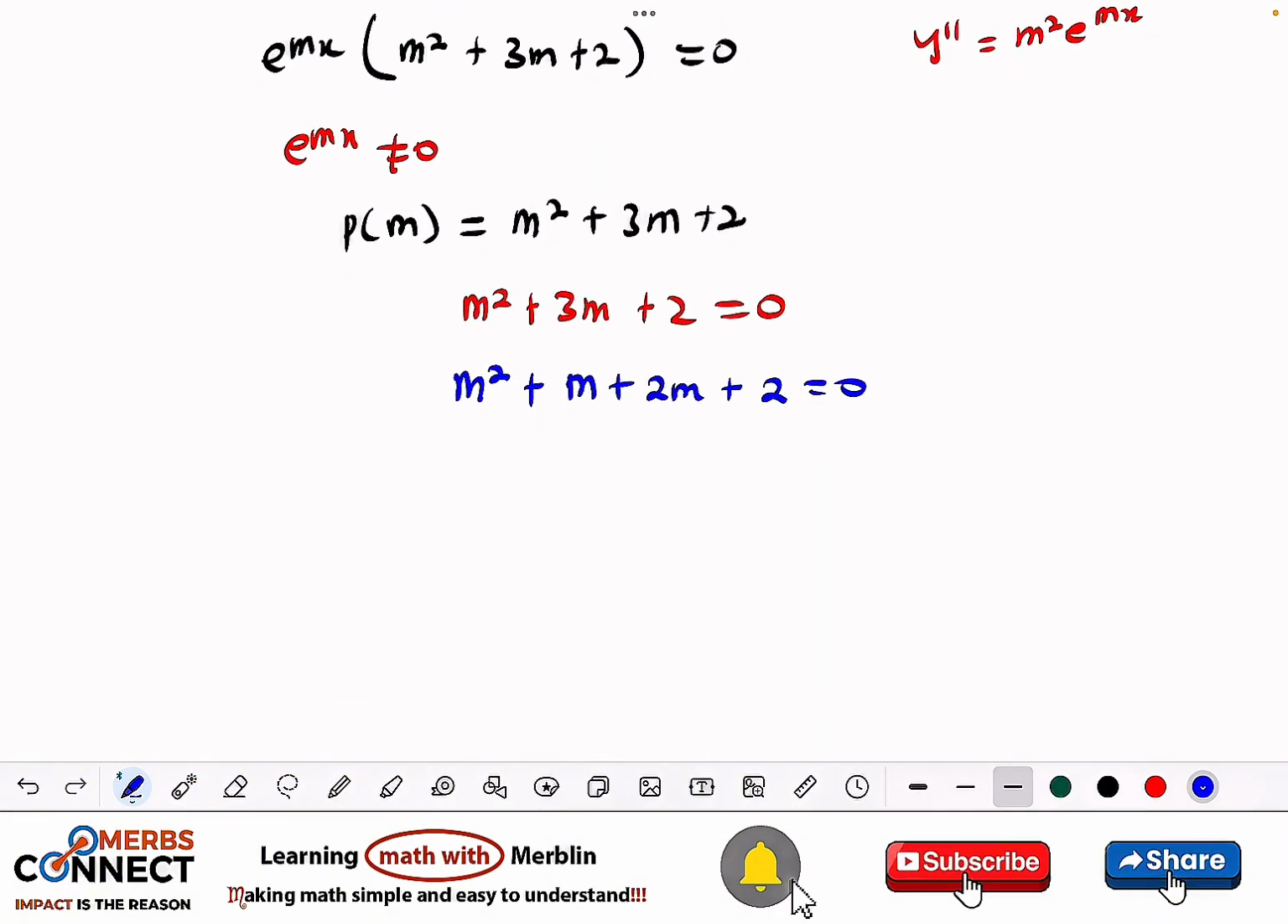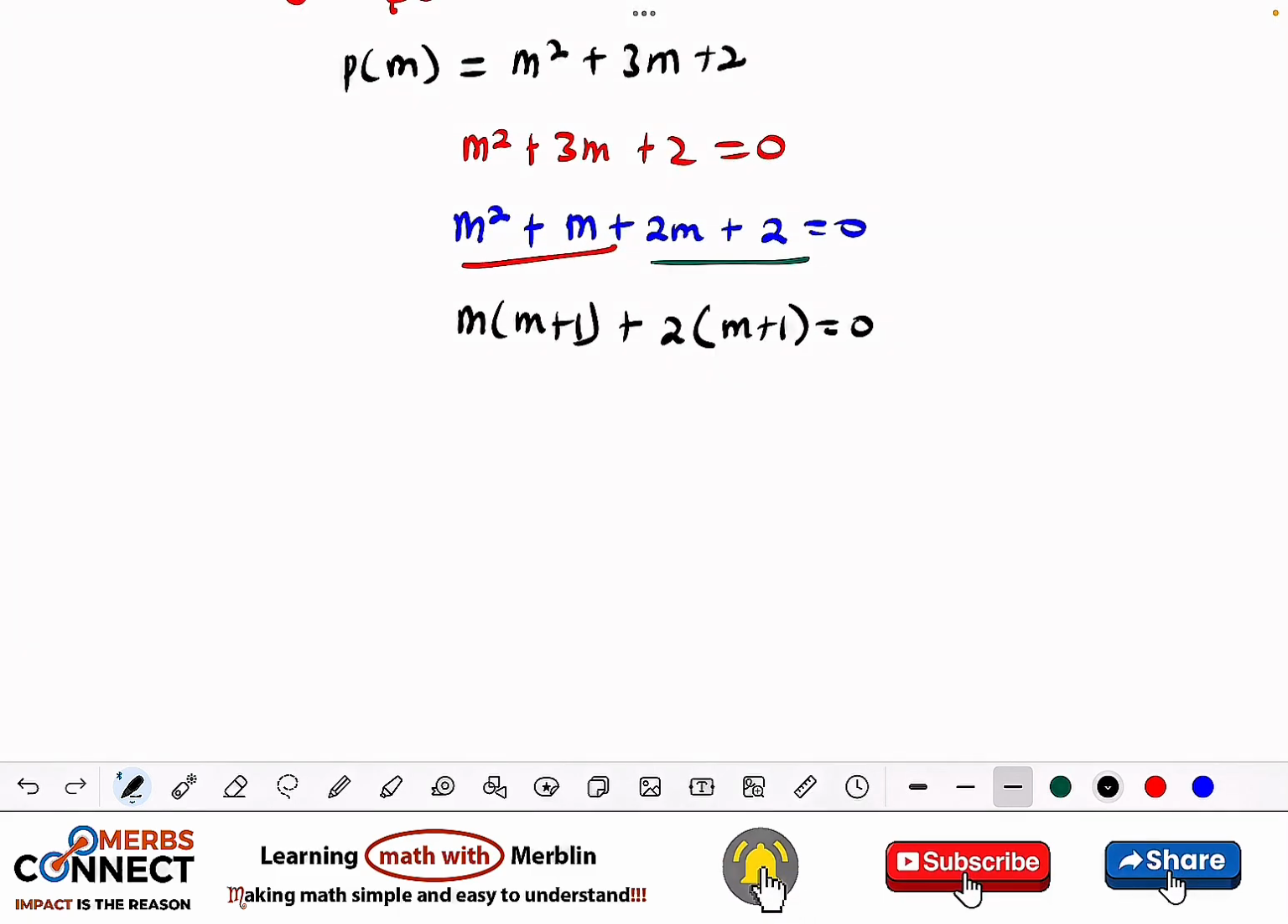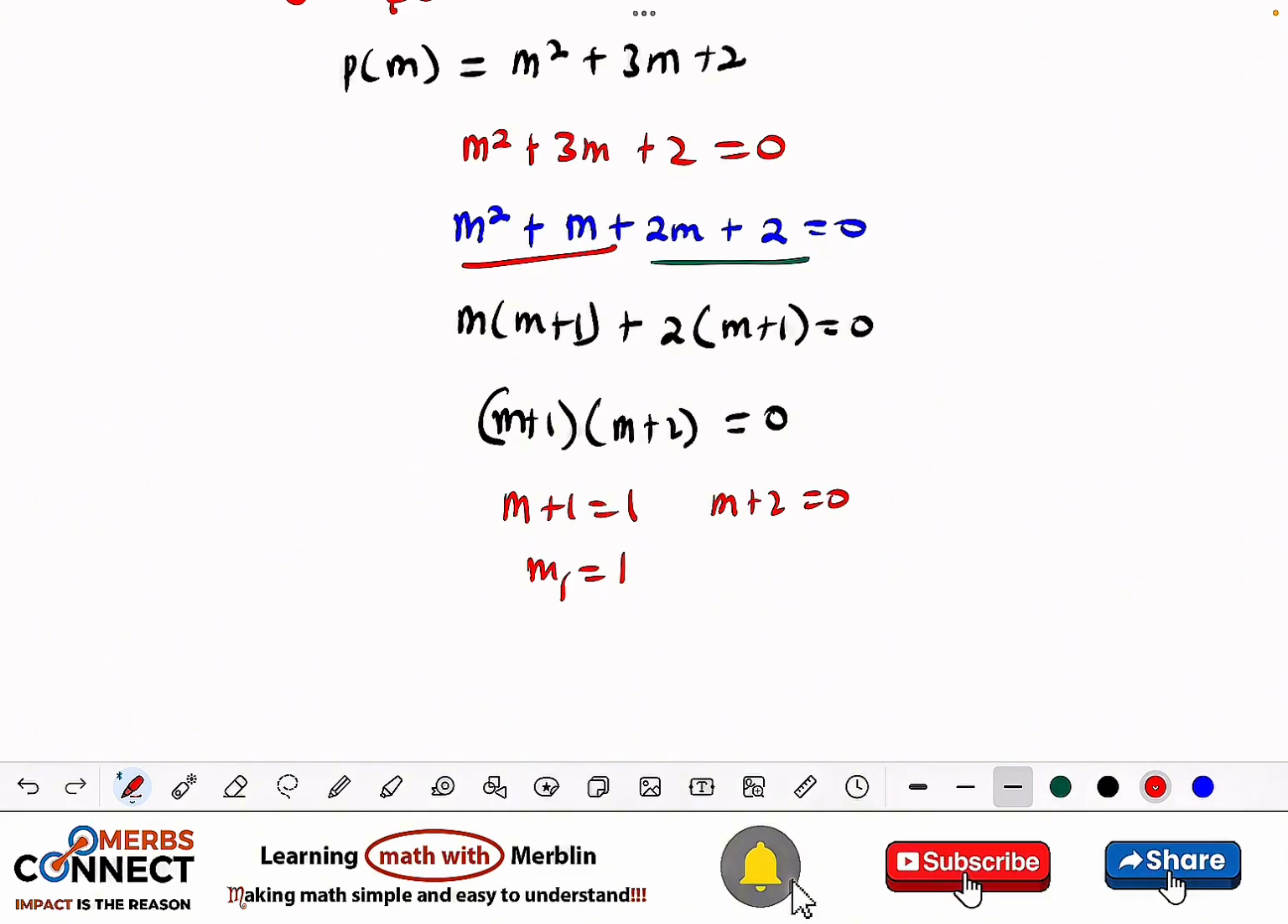So this one works. Now the one with the red and then the one with the green. The one with the red is going to give us m plus 1. The one with the green is going to give us 2. Factoring m plus 1 out, we are left with m plus 2 equal to 0. So this helps us to see that m1 is equal to minus 1, and m plus 2 is equal to 0 gives m2 equal to minus 2. So these are distinct roots.